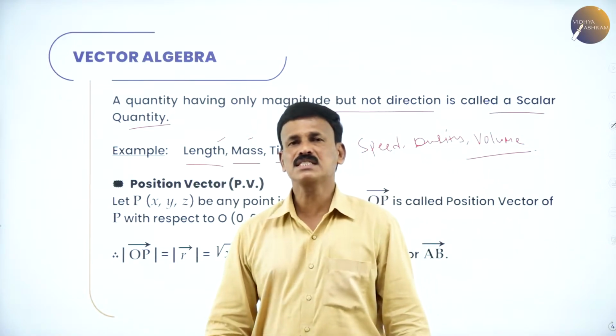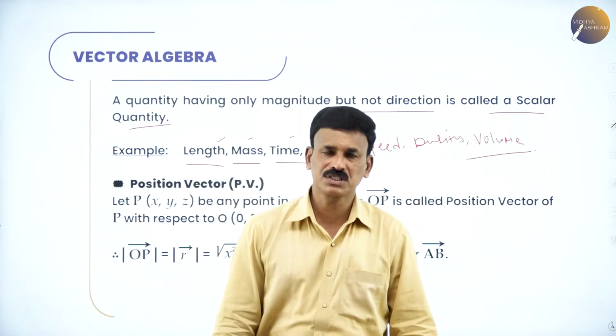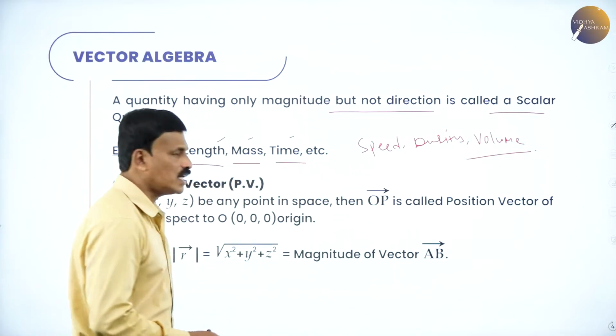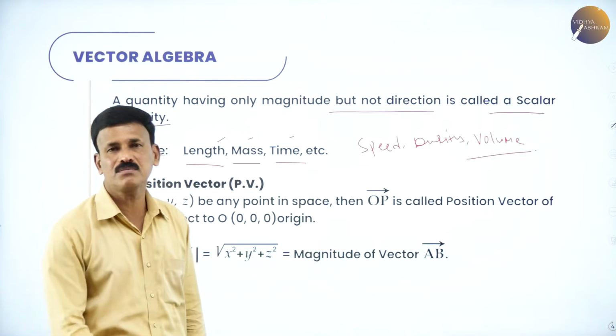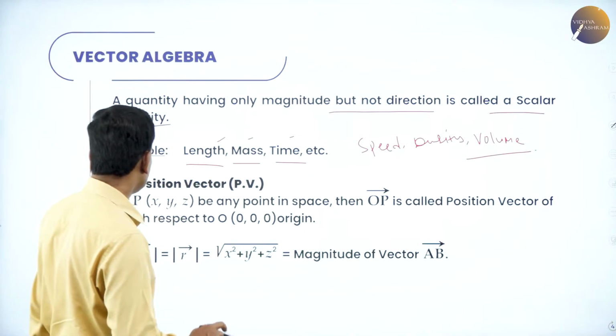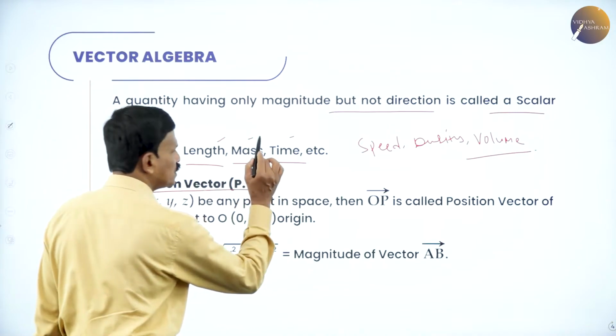Right. These are all examples of a scalar quantity. A few examples of scalar quantities are length, mass, time, speed, density, and volume. These are all examples of scalar quantities. Now, let us learn about the position vector.